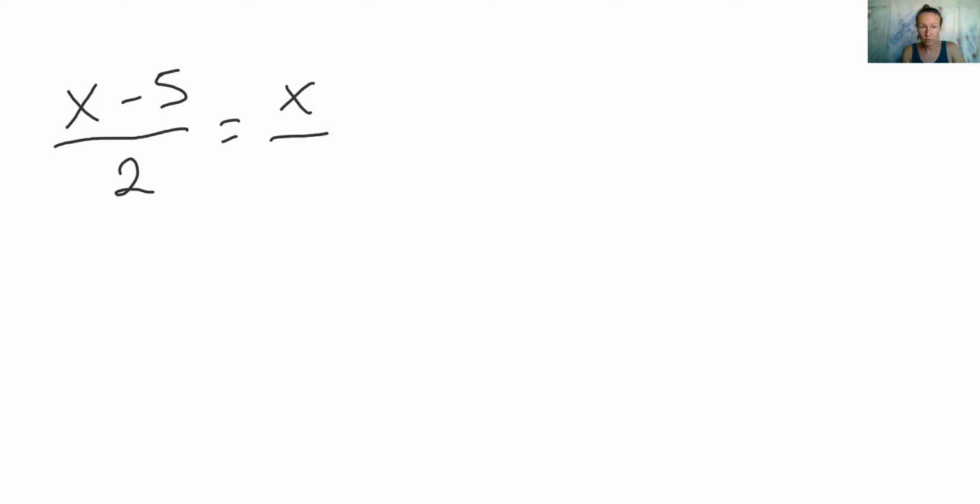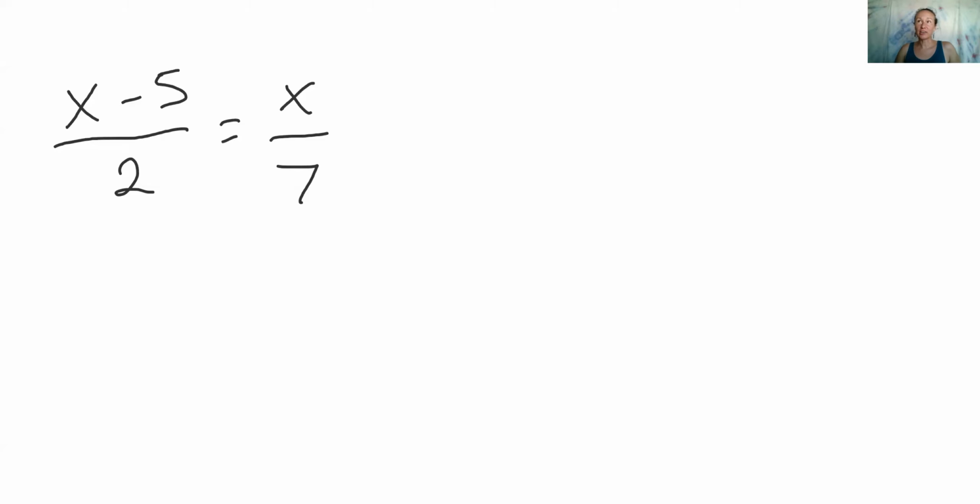So now that you've seen those properties of equality, let's get to an example. All right, so our first example is going to be (x minus 5) over 2 is equal to x over 7. Okay, so this is an equation and it contains rational expressions, just meaning that it contains fractions with variables, okay?